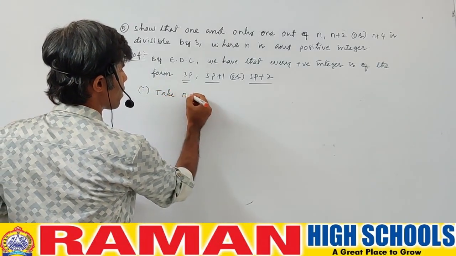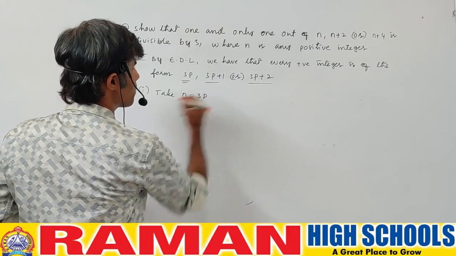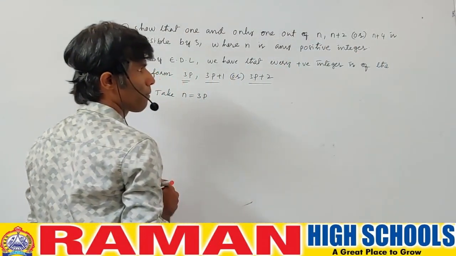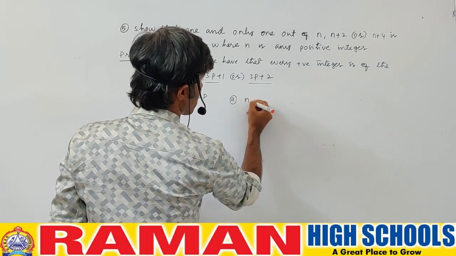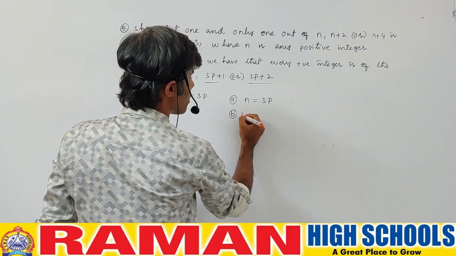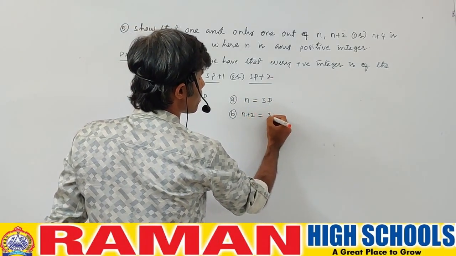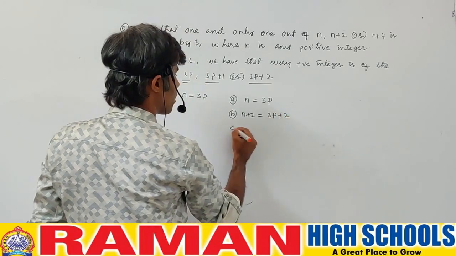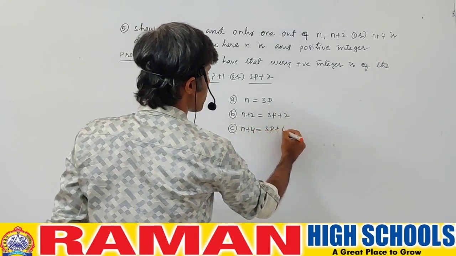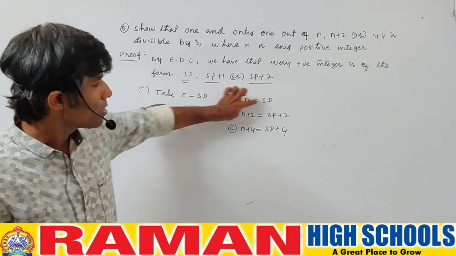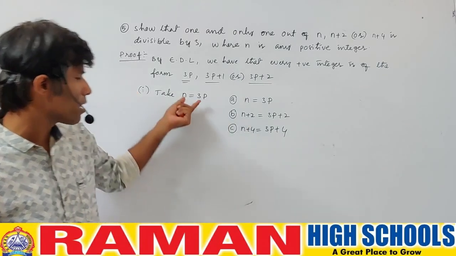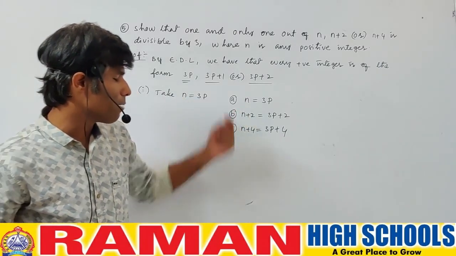Take n equals 3p. So in these three numbers, the first number n is 3p. The second number is n plus 2, that is 3p plus 2, and the third number is n plus 4, that is 3p plus 4. Here n is 3p, n plus 2 is 3p plus 2, n plus 4 is 3p plus 4, because we are substituting n equal to 3p in these three numbers.